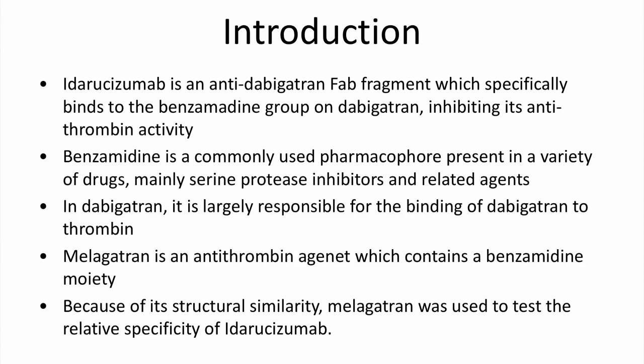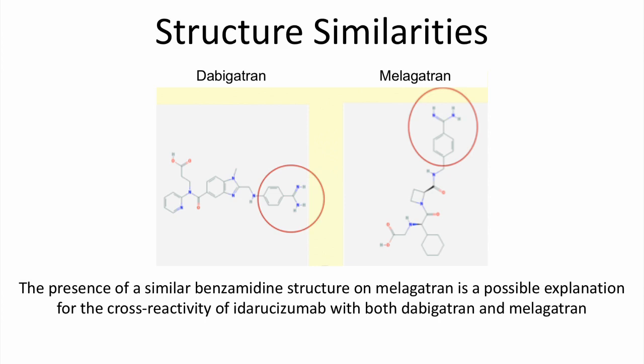Because of the structural similarities between melagatran and dabigatran, we tested the relative specificity of Praxbind and its cross-reactivity with melagatran along with other drugs. You can see the structural similarities between the two drugs in this slide, dabigatran and melagatran. The presence of similar benzamidine structure on melagatran is a possible explanation for the potential cross-reactivity of Praxbind or the antibodies to Praxbind with both of these drugs.